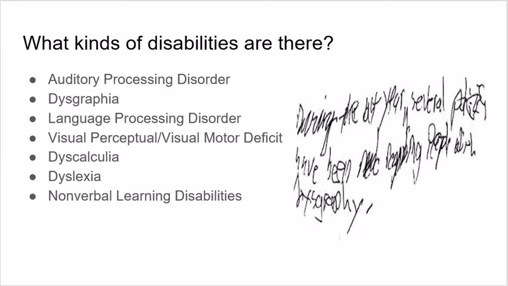Visual perceptual and visual motor deficit is when students have a hard time seeing any kind of information visually, whether it be signs, pictures, language, written words, and they have a hard time connecting those visual symbols or ways to express meaning with actual meaning. We have dyscalculia, which is any kind of problem that has to do with math, basically. It also can affect them with symbols, if they have trouble understanding symbols. And we have dyslexia, which I'm sure a lot of you are familiar with as well, a visual learning disability.